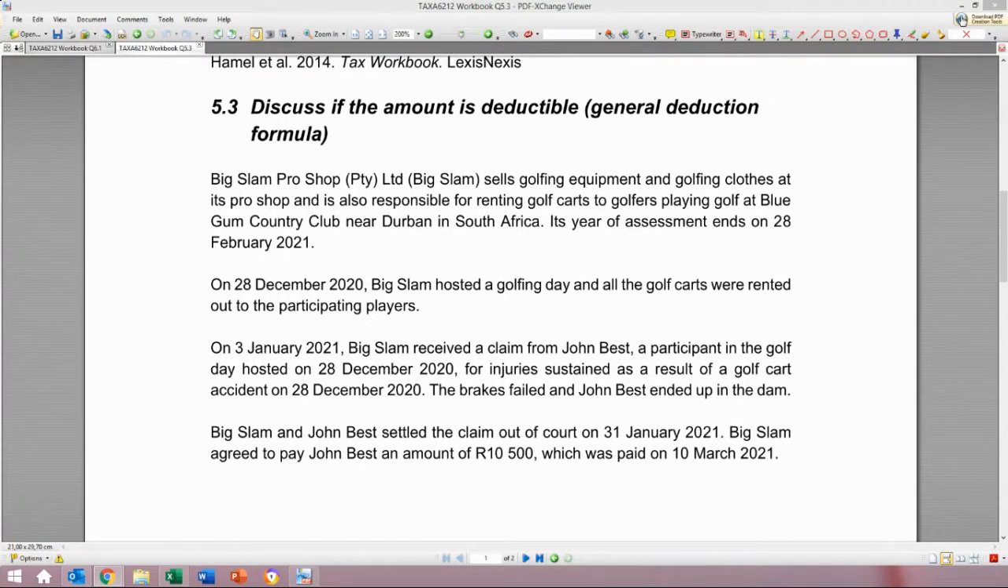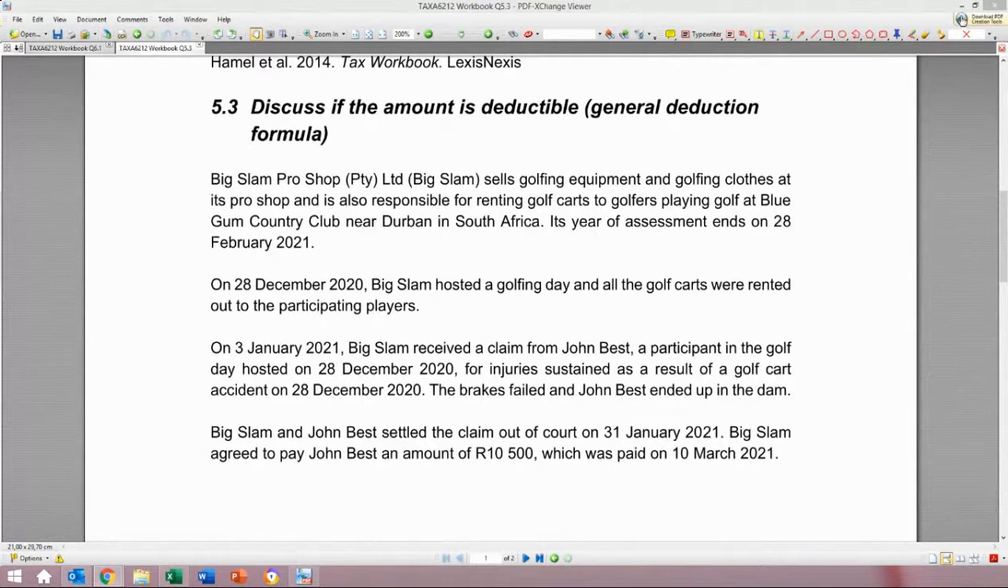So in this session we're now going to look at two questions. The first one looks at the general deduction formula, which is section 11A. This question asks you to discuss if an amount is deductible. So this is similar to a theory type question that you would receive in a test or an exam. We're going to discuss how you actually go through the information and how you then document it to score the marks that you need.